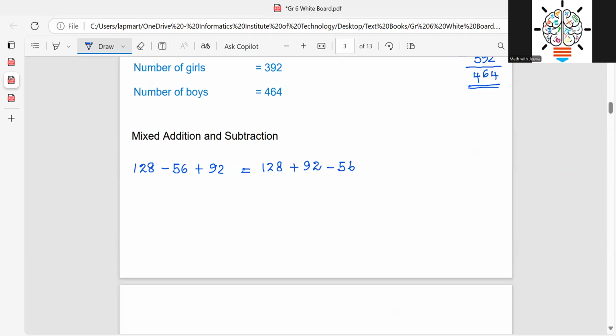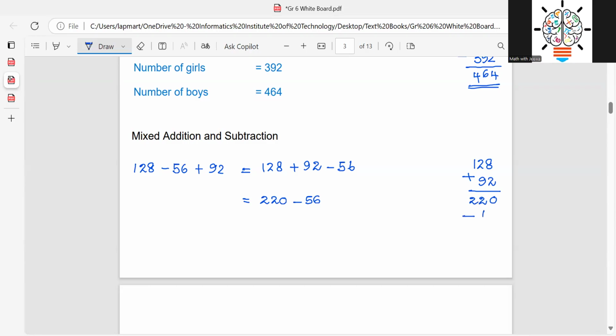Okay, so then 128 and 92, when you add, it gives me 220. From 220, I deduct 56. How are we going to show these in your working column, children? 128 plus 92. First you add them. 2 plus 8, 10, 1 remainder. 9 plus 2, 11, plus the remainder, 12, and that one and this one, it is 220.